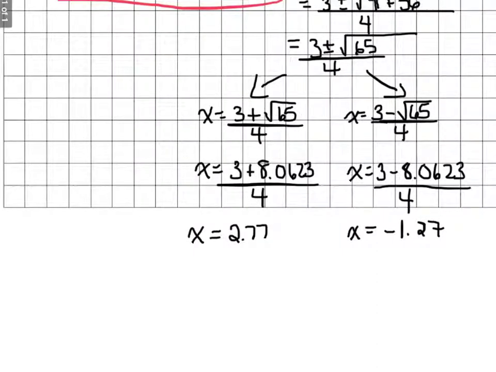So we know that there are two x-intercepts. There's one at x is equal to 2.77 and x is equal to negative 1.27. Okay, so on the next slide, I'm going to put an example where I would like you to go through and try this on your own, and then we'll take it up.